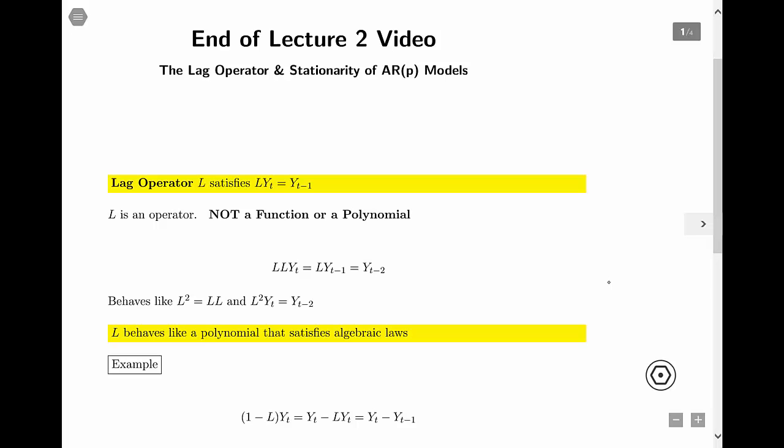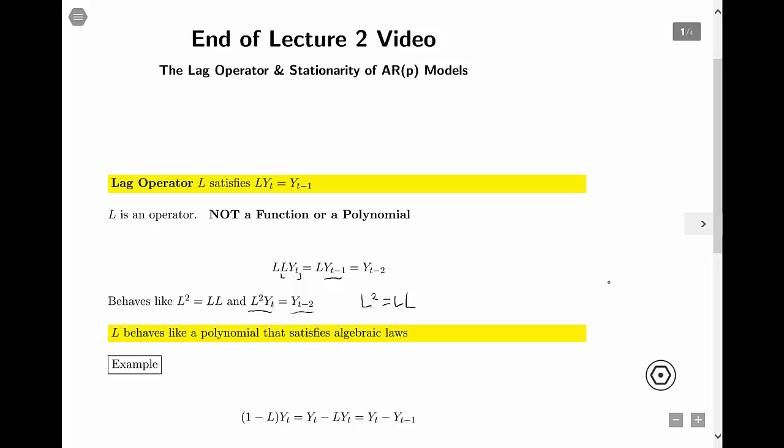We can apply the lag operator more than once. So LL means apply the lag operator twice. We take the lag of yt, then we take the lag of this. By definition, L of yt equals yt minus 1. Then performing L again gives us L of yt minus 1. And again, by definition, L lags the variable back one period, so one period back from t minus 1 gives us yt minus 2. Which we write in shorthand as L squared of yt equals yt minus 2. So we write as shorthand L squared equals LL.